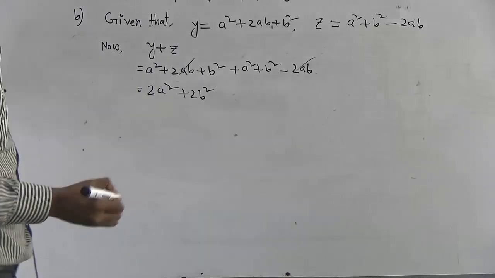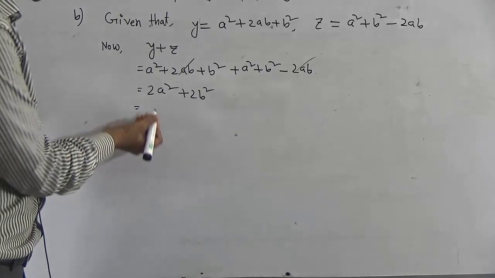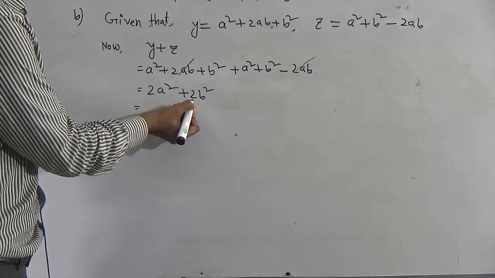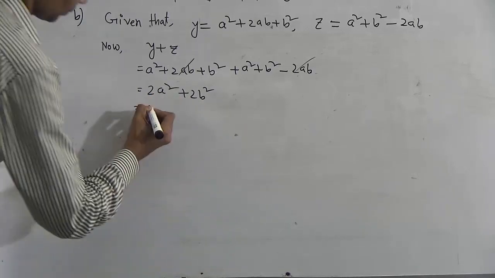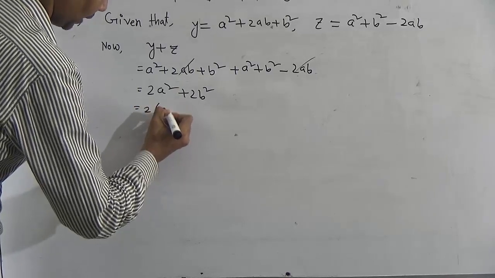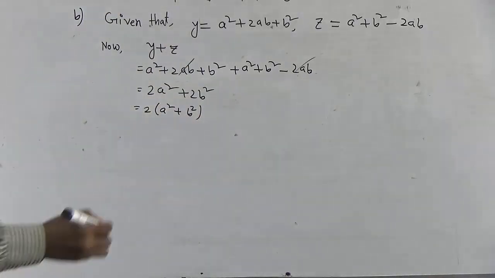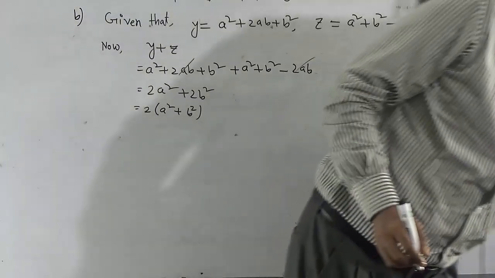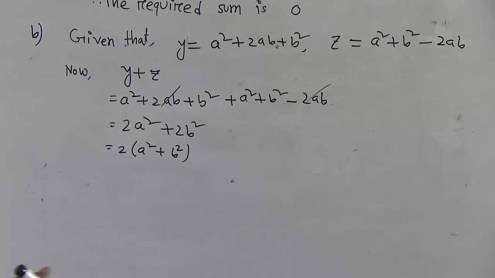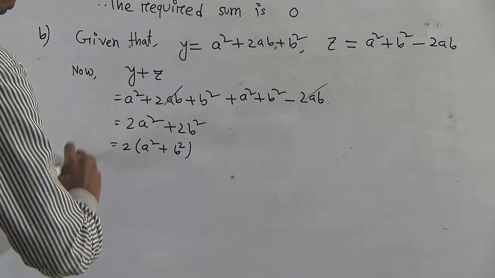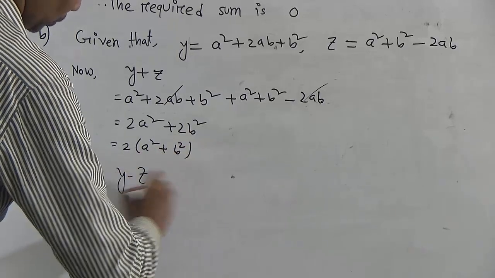Please pay attention here. You see here is the 2 common. Here is also 2. You see both are 2. So here 2 is common. Write here 2, then write a square plus b square. Okay? I think you understood up to this. Now I will solve the next step, that means also y minus z.